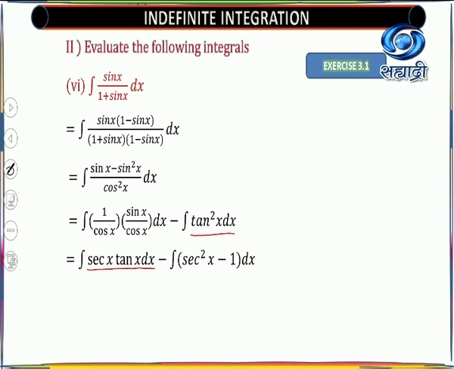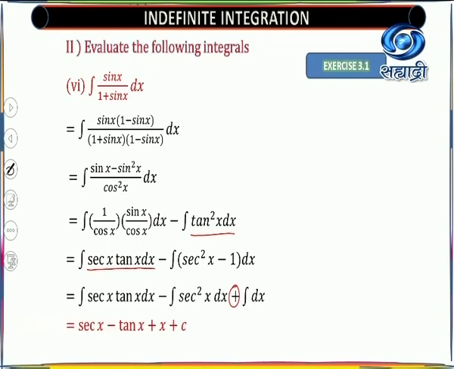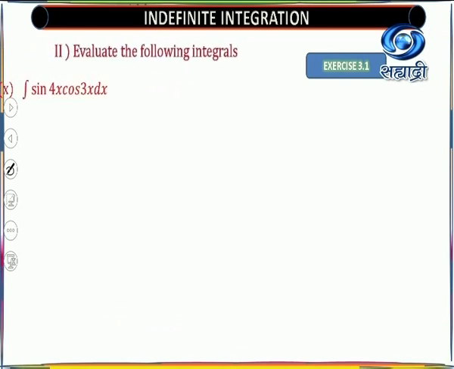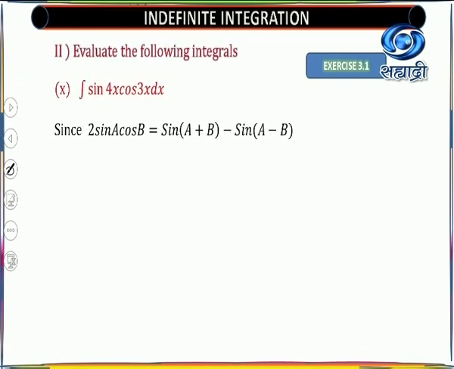Now again you need to separate out here. Immediately you will get the value: sec x tan x dx minus sec square x dx, and minus minus is plus. So plus integral dx. Okay, now you will get your value as sec x minus tan x plus constant of integration. This way you are able to solve this example. Keep in mind that by observation or by practice only you are able to solve this type of example, and more practice is required in the derivative also. Think about it. More trigonometry is used in integration.